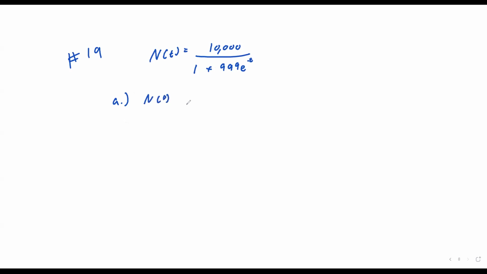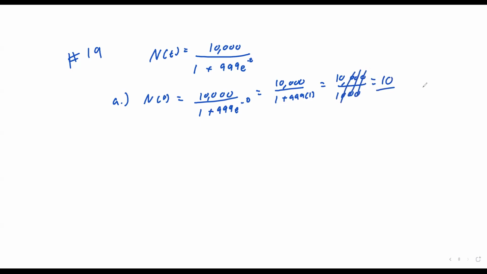So that would mean what's N of 0. So this ends up being 10,000 divided by 1 plus 999 e to the negative 0, which basically makes this 1. So this plus that. So this ends up being 10,000 over 1 plus 999 times 1. Then hopefully you can see at this point that's 1,000. Delete, delete, delete. 10. Right? So 10 people initially caught the flu. Just an FYI, you could have just plugged it straight in the calculator and got the answer. But when the math can easily be done, it's so much better just to do it by hand.